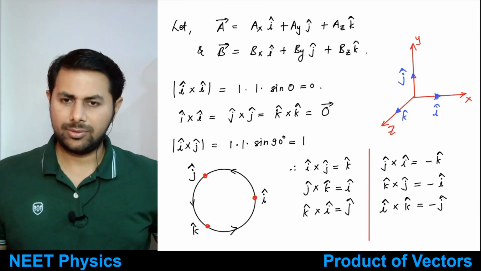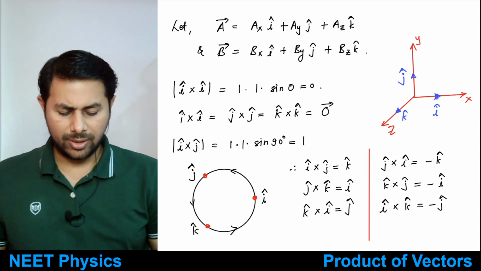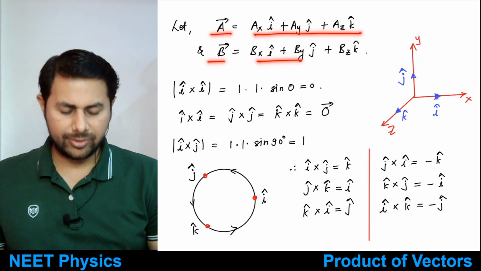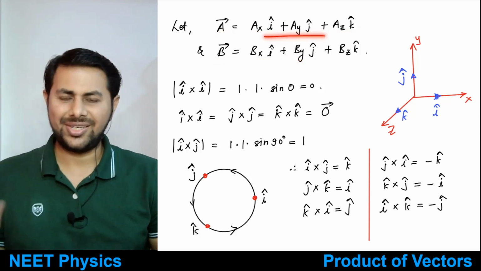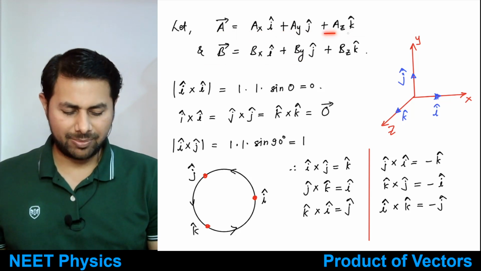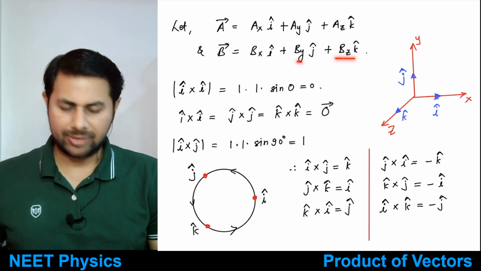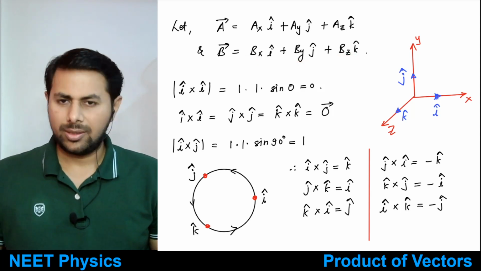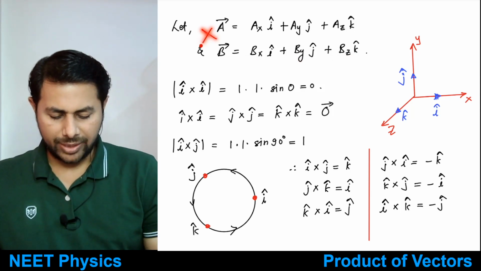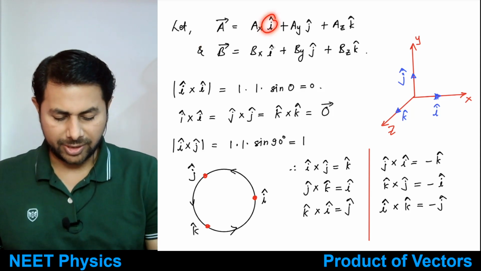Now we need to find an expression for the vector product. Suppose a bar is equal to this, b bar is equal to this, written in the resolved form. A bar is ax times i cap plus ay times j cap plus az times k cap. B bar is bx times i cap plus by times j cap plus bz times k cap. Now I want to multiply them. I want to take their cross product. So I need to take the cross product of unit vectors first.